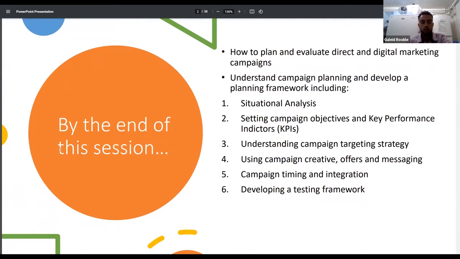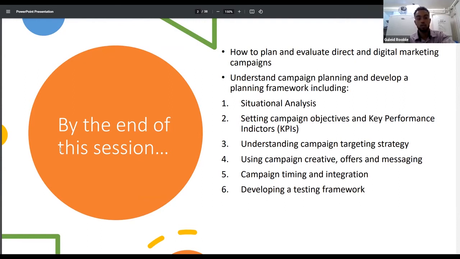So by the end of this session, what we'll be discussing is understanding how campaigns are planned. We will go into detail on developing a system, following a framework that has been implemented and brought to you by the IDM. I use a technical framework that will give you a clearer idea, and it's more strategic, in a way, to plan your content.